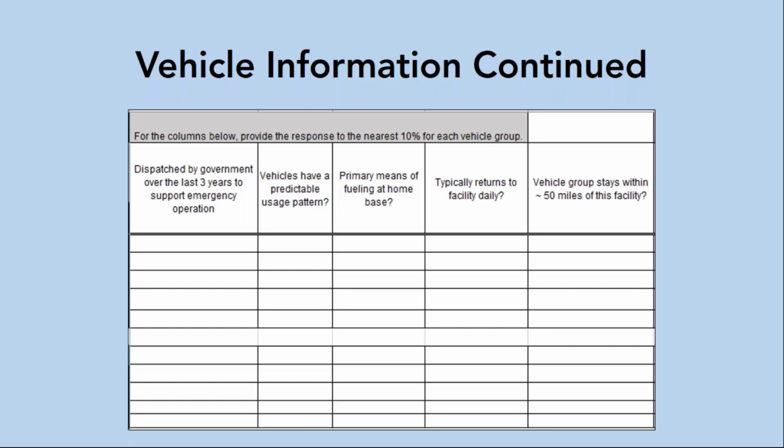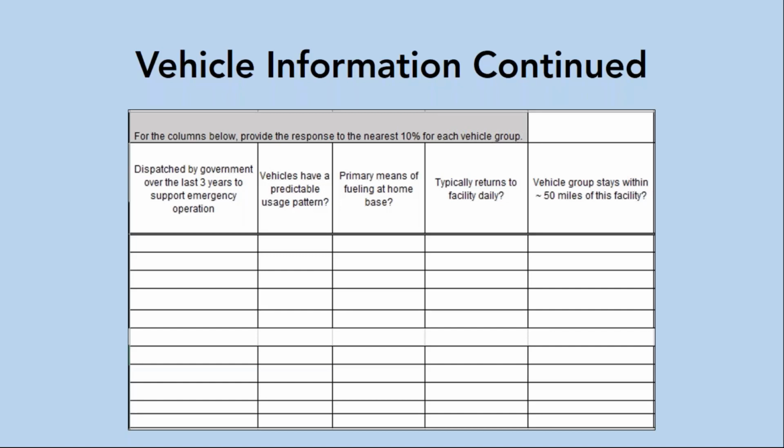Is the primary refueling for this vehicle group done at its home base? If you do not have on-site refueling, the answer to this question would be 0. Do the vehicles in this vehicle group return to its home base daily? If the vehicle is something like a campus transit bus, then that vehicle would be included because it does not leave the home base. For vehicles that return to a personal residence, the response should be 0.